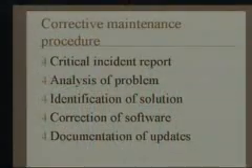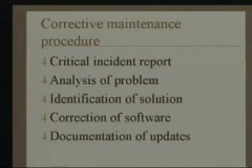This was adaptive maintenance. Then let's look at corrective maintenance. Corrective maintenance is the correction of errors. As in adaptive maintenance, there has to be a certain set procedure. The first thing, as in adaptive maintenance where you have the service request, here you have the critical incident report, which means that an error has been detected, and this is the explanation of the error.